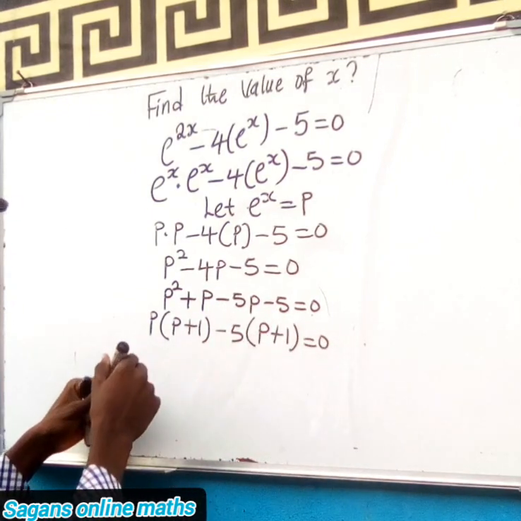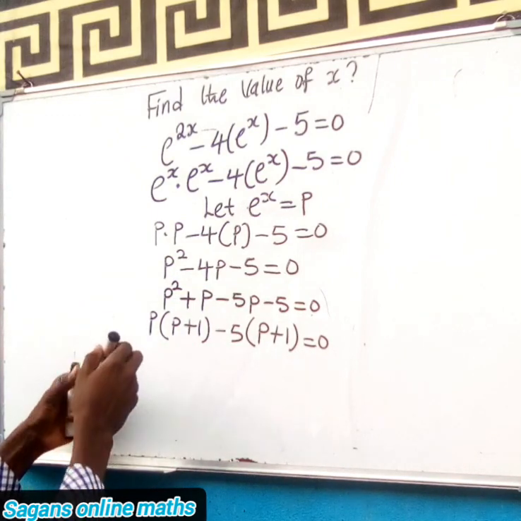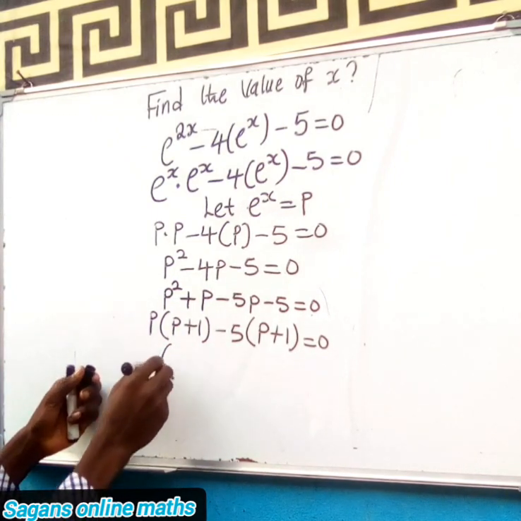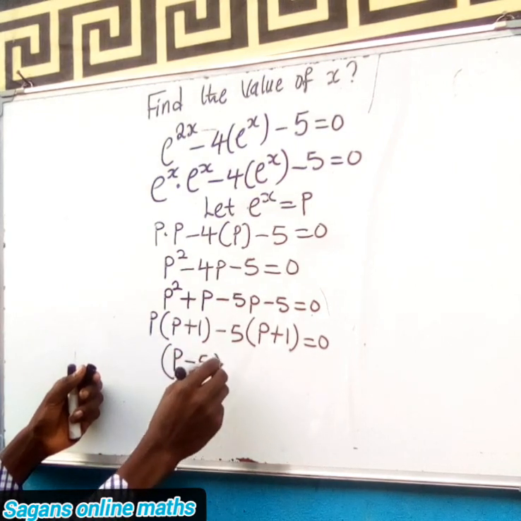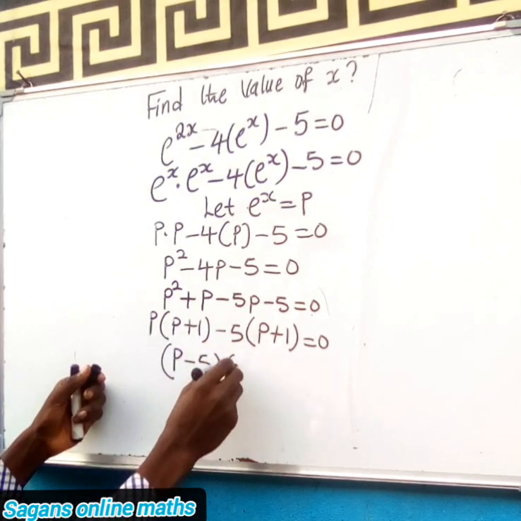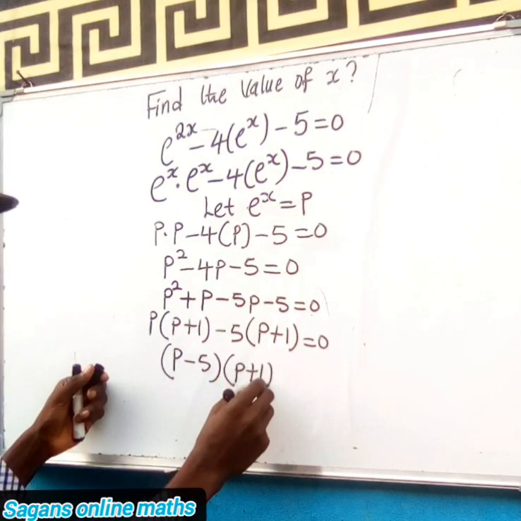Now let me put what is outside into a single parenthesis. p is outside, minus 5 is outside. Put them in a single parenthesis. This and this are the same, so I can take one of them, p plus 1. All this equals 0.